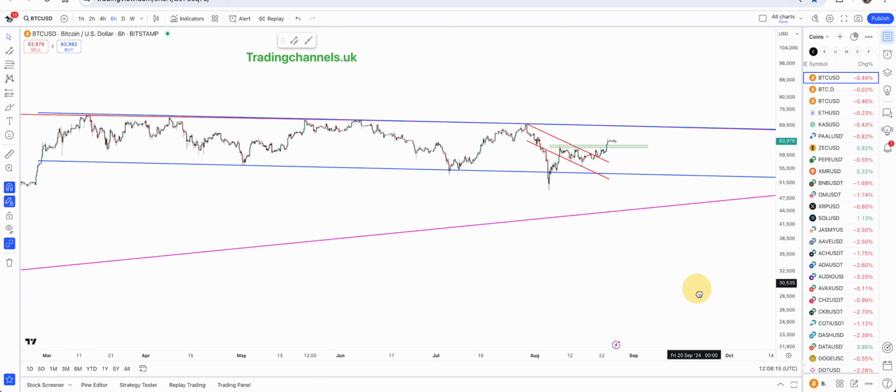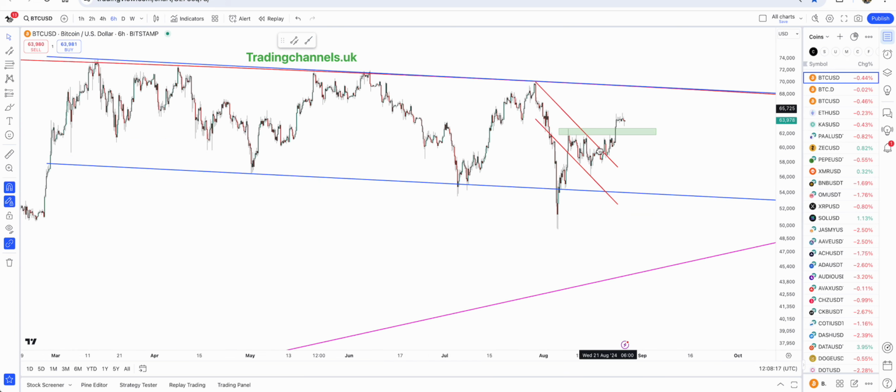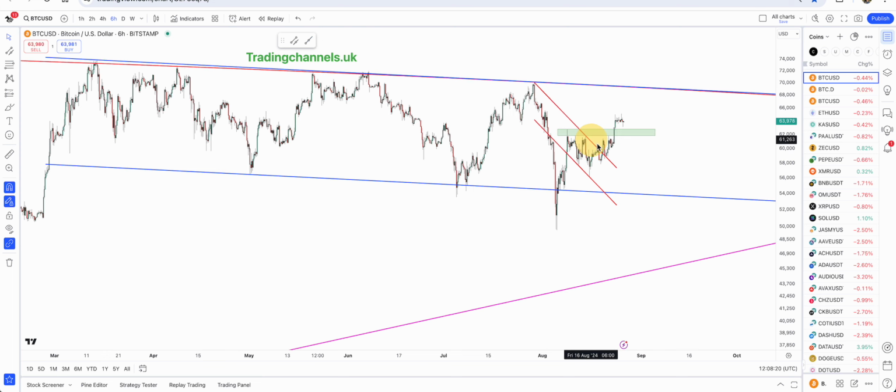Looking at the 6-hourly chart, that red little bull flag was broken and back tested. It was a part of this red resistance, broken and back tested. This green resistance zone is broken over the weekend.